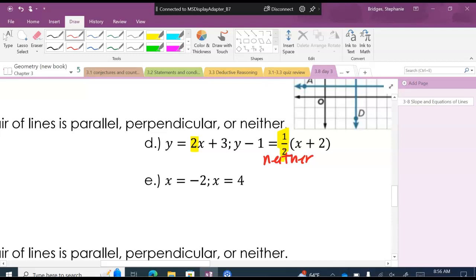And then E, I have two equations that are x equals. X equals negative 2 and x equals 4. What kind of lines are x equals? Horizontal or vertical? Vertical. If I have two vertical lines, what could you tell me about them? They are parallel.